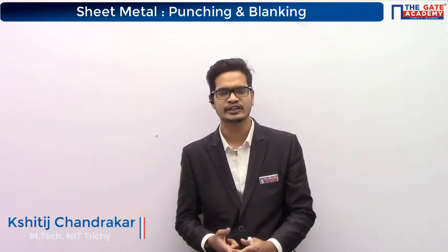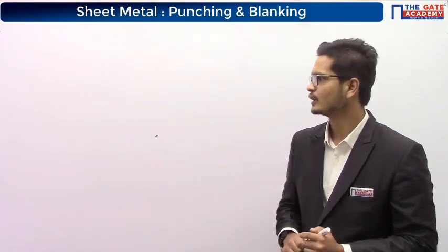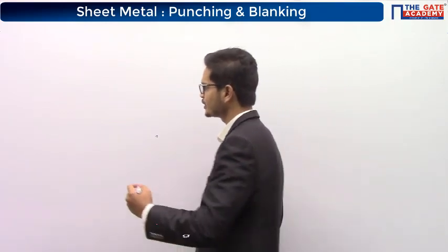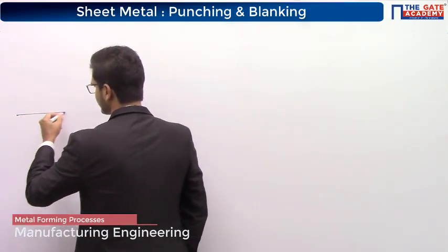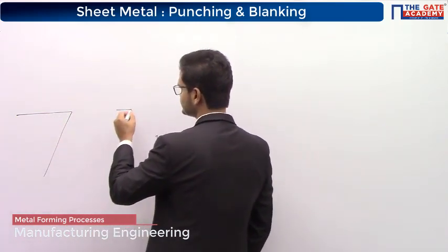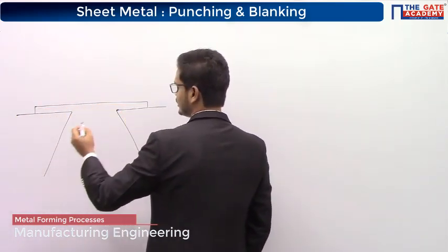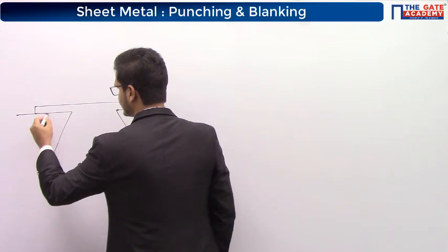So today we'll continue the sheet metal. In yesterday's portion, we saw how we decide the punch size and the die size. Now let us see how much force is required in the punching operation. What was happening in the punching operation? We had a die and a punch.